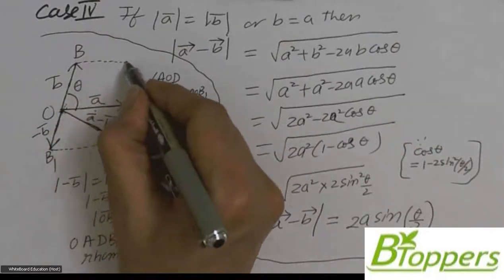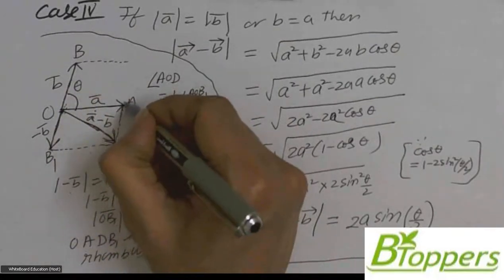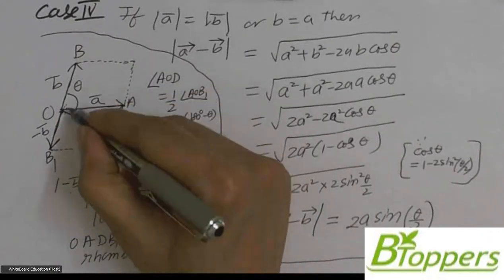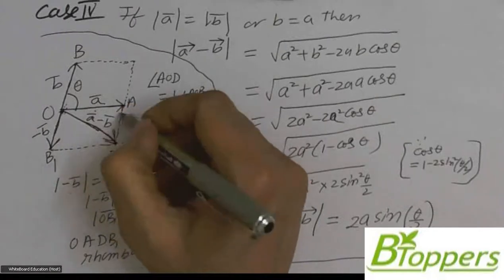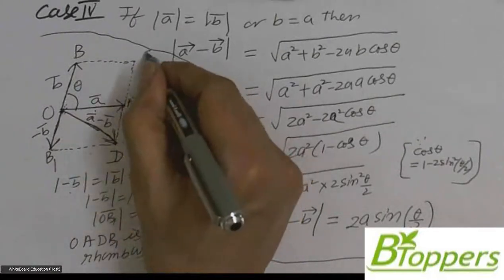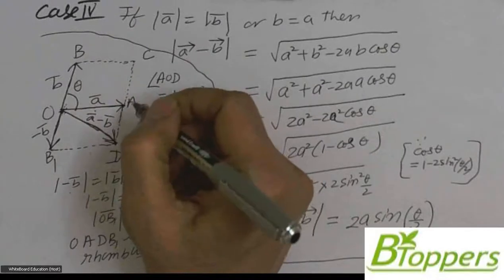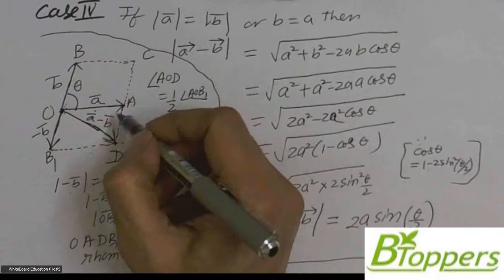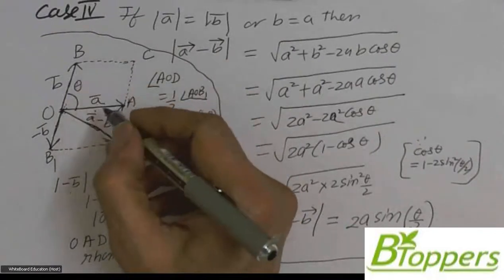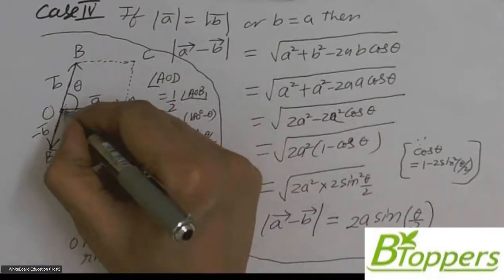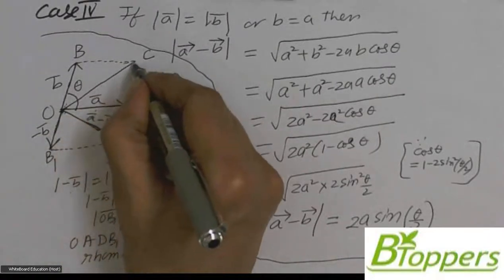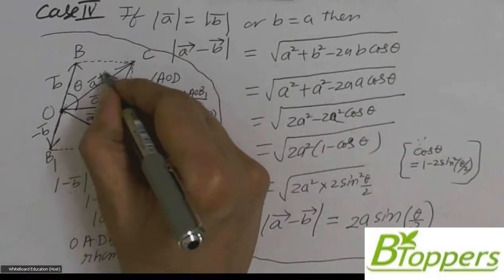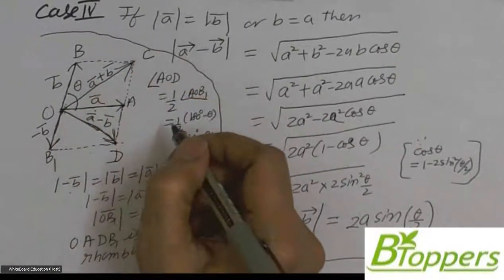or angle AOD is 90 degrees minus theta by 2. If you complete the parallelogram with the lines OA and OB as the adjacent sides, you get another rhombus here. That means OACB is a parallelogram and also a rhombus. From the parallelogram law of vector addition, OC bar represents the vector sum of A bar and B bar.